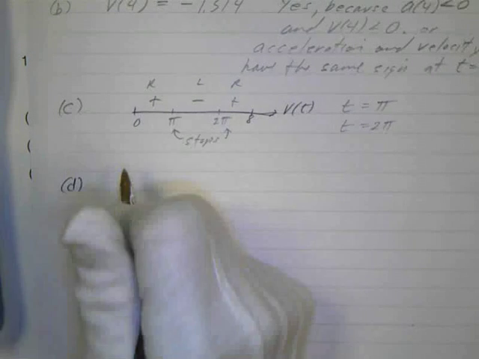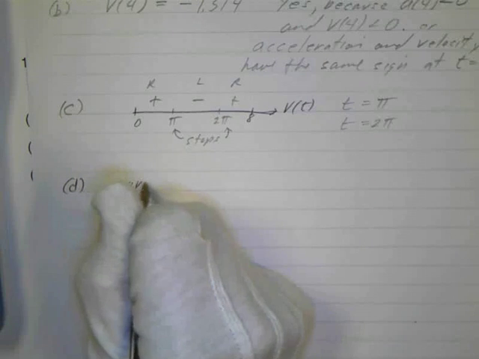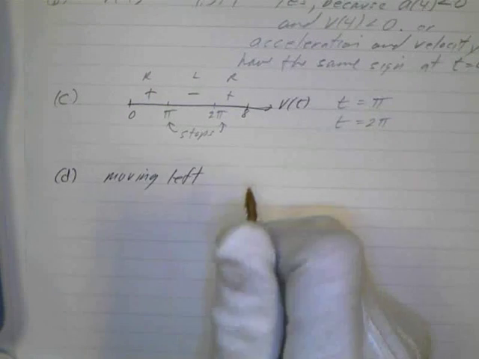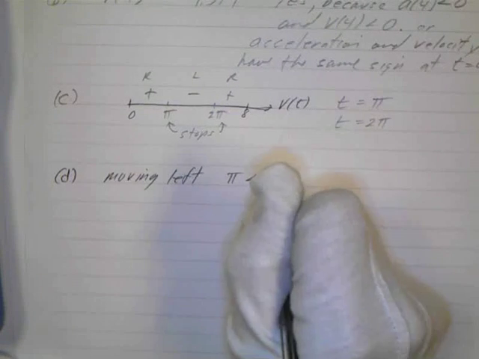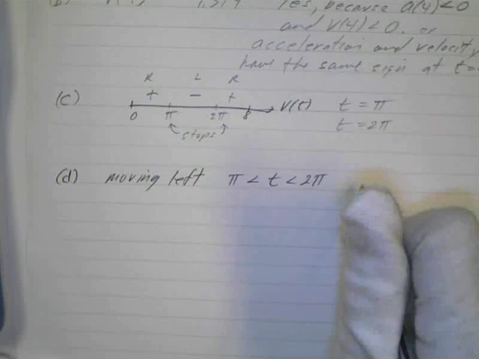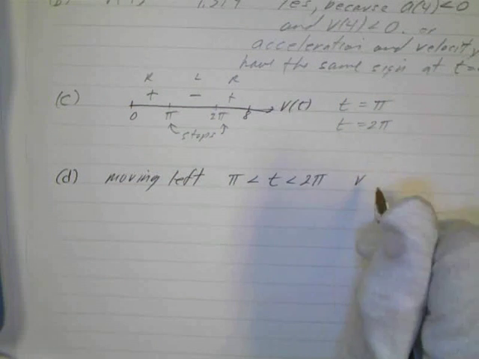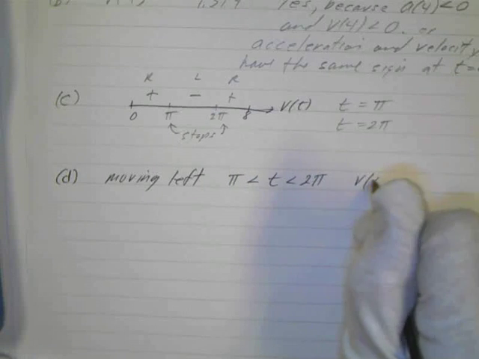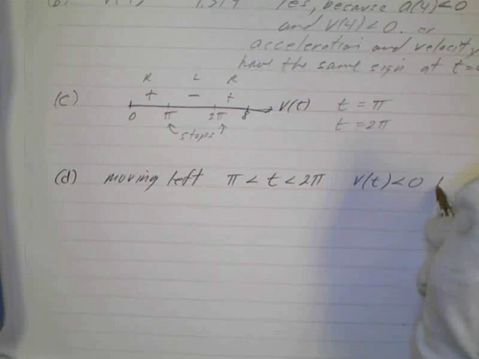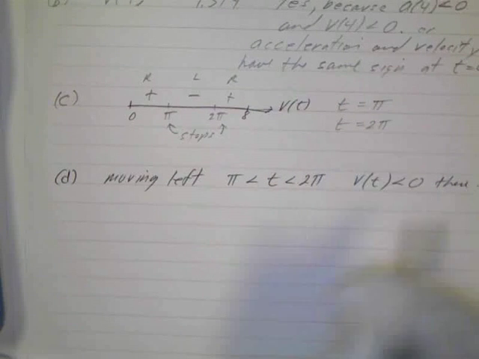And we would say we're moving left. And we would say t between, let's say pi less than t less than 2 pi. That's the interval that it's moving left. And you could just say the reason would be the velocity of t is less than 0. I guess here or there. So there the velocity is less than 0. So we're moving to the left. So that wasn't too bad.